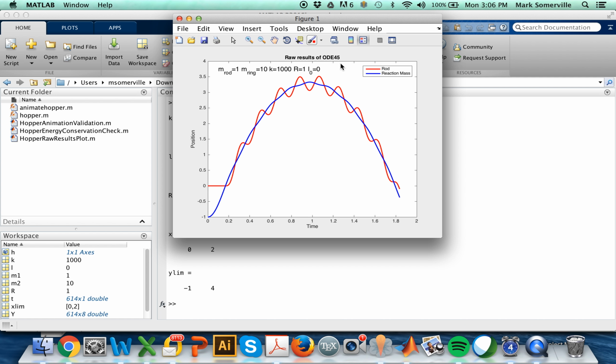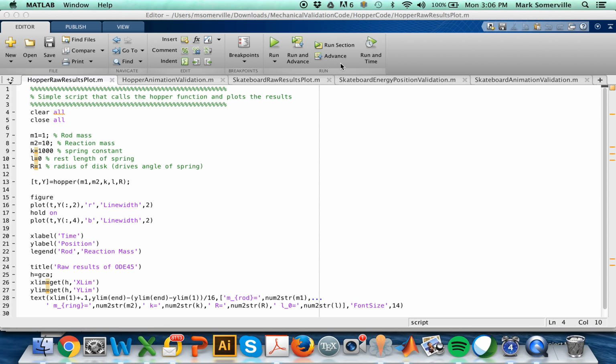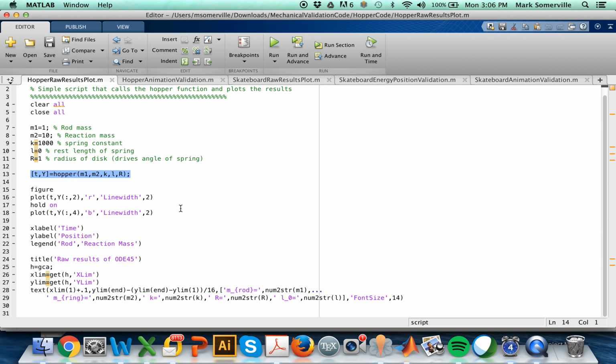Should we look at the code for this, or is this not worth looking at? Probably not worth spending very much time on. Let's take a look at it. So here's the code, right? All we're doing is setting it up. We're calling the ODE45 function, and then we're doing some plotting. And notice here that we're explicitly putting on this text that has to do with what all the parameters are for the system. And that's it. All right.